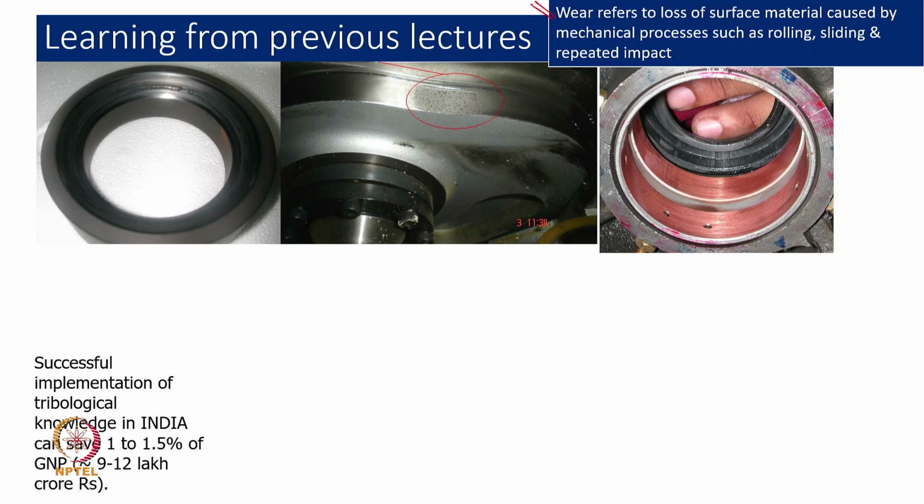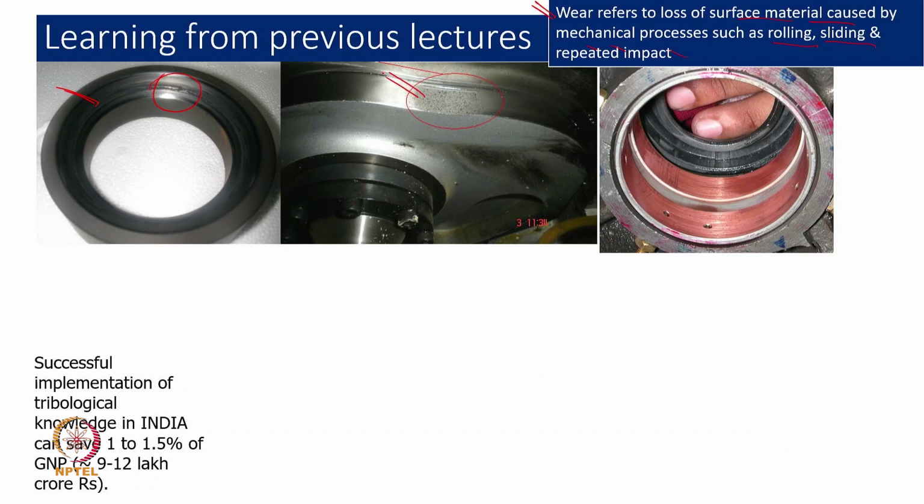We have already defined wear, which we know is a loss of surface material caused by mechanical processes. Rolling motion can also produce wear debris. Sliding will produce more wear debris, and repeated impact as a fatigue loading can bring some sort of wear debris particles. We have already seen this kind of picture in an earlier lecture. We have highlighted the wear out of a carbon graphite seal.